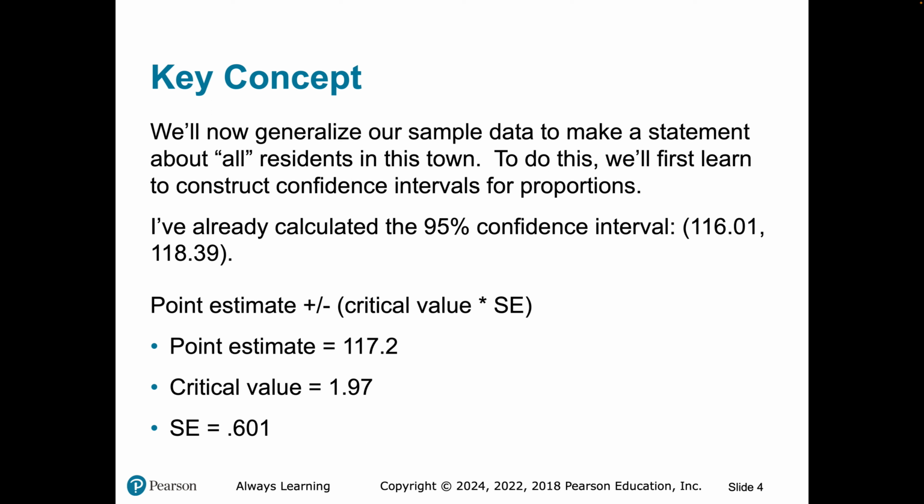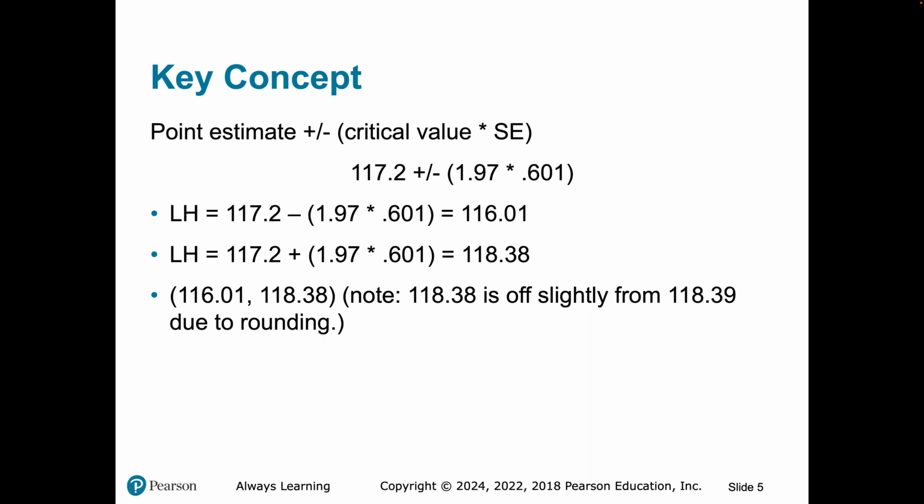Now, just like I did in the previous example, I'll upload a video after this one diving into the weeds a little bit more using R and StatCrunch. So not leaving you hanging, just want to try to get a presentation of 95% confidence intervals for means in this video. All right, so again, plug the numbers in, add, subtract. You notice that 118.38 is slightly off from 118.39. This is simply due to rounding.